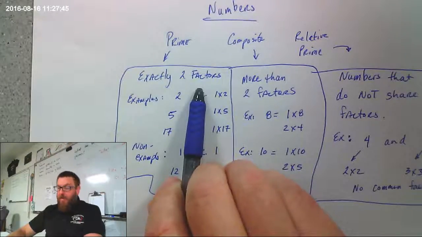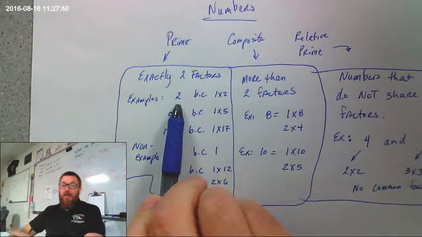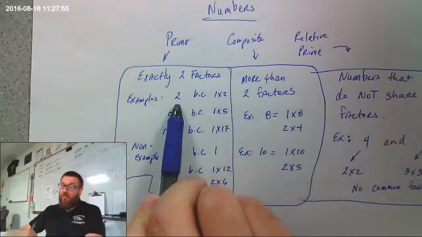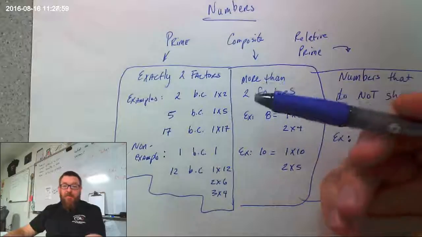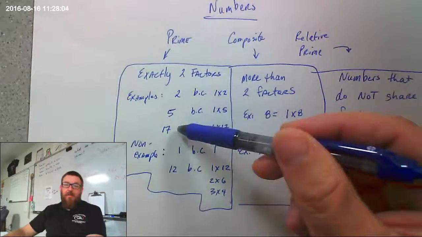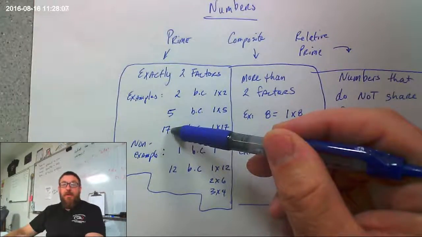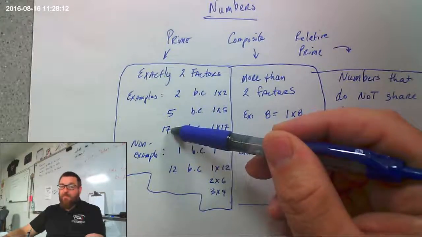So some examples of prime numbers would be 2. 2 is prime because the only thing that multiplies to make 2 is 1 times 2. The key is the only thing that multiplies to make 2 is 1 times 2, nothing else. Same with 5 and 17. There's only one pair of numbers that multiply together to make 5, it's 1 and itself. And 17, the only thing that makes that is 1 and itself. So a number is prime if nothing goes into it except for 1 and itself.